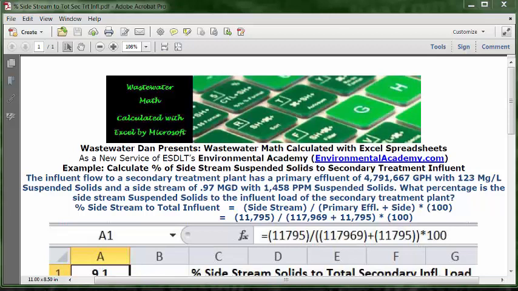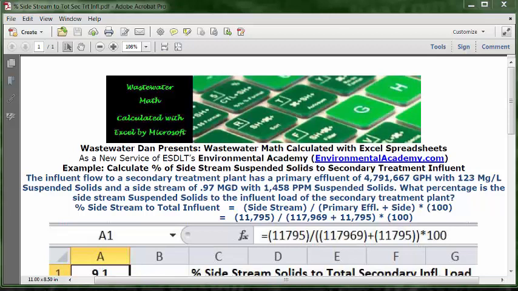Now this is a percentage problem, and the structure is very similar to an efficiency percentage problem. We take the value that we want to base the percentage on, and we divide it by a combination of relevant values. In an efficiency problem, it's going to be the net of the in minus out. In this problem, it's going to be the sum of all of the values of the solids entering the secondary treatment. That will give us a decimal equivalent, and we will multiply that by 100, which will give us a percent.